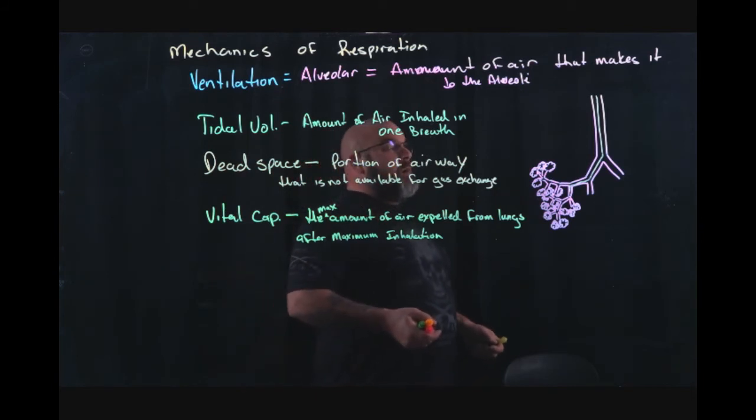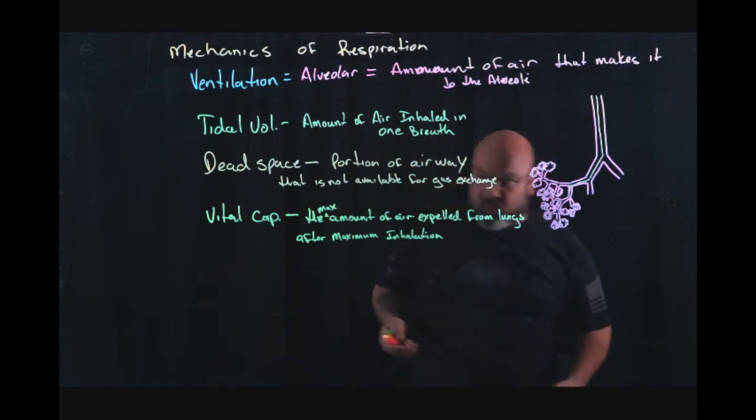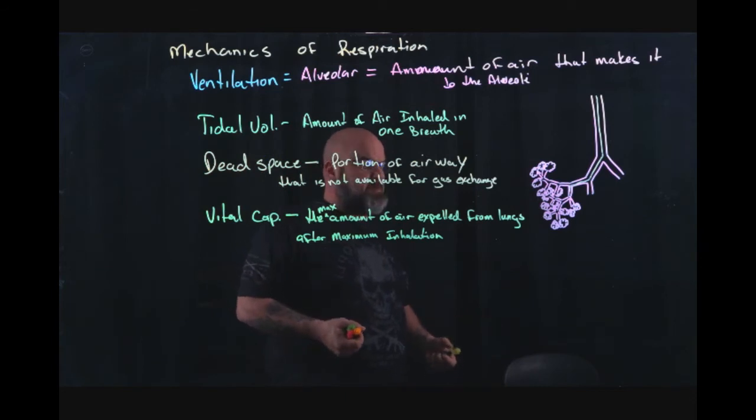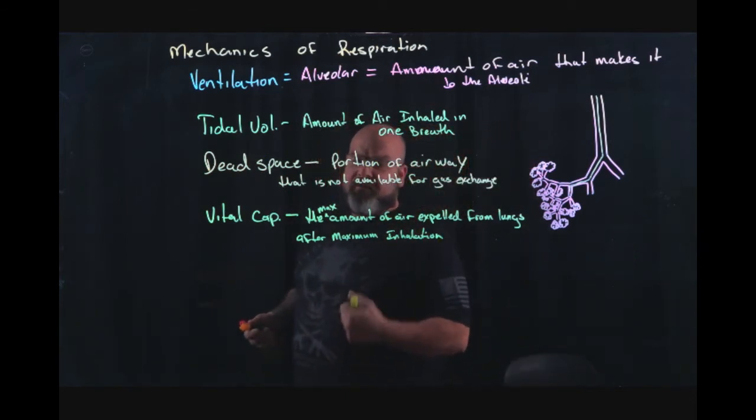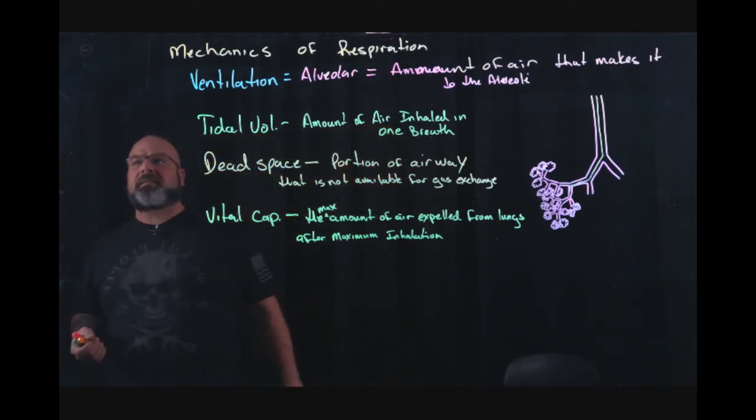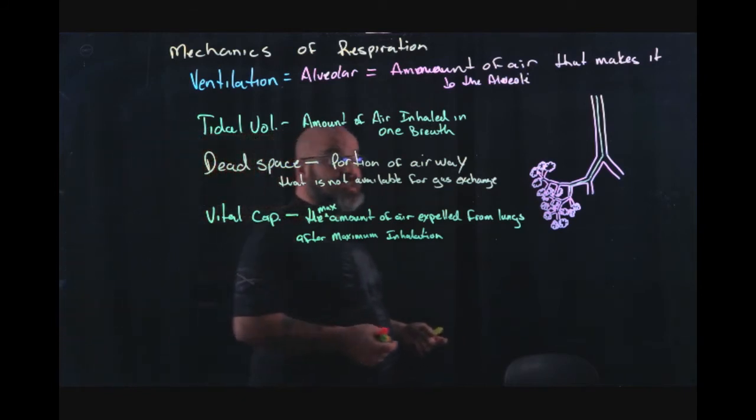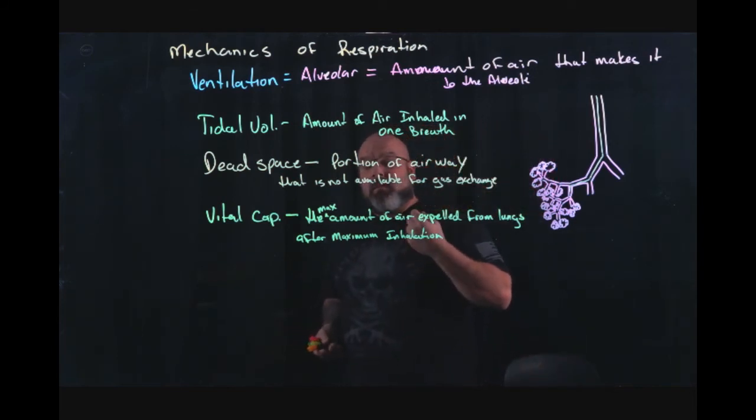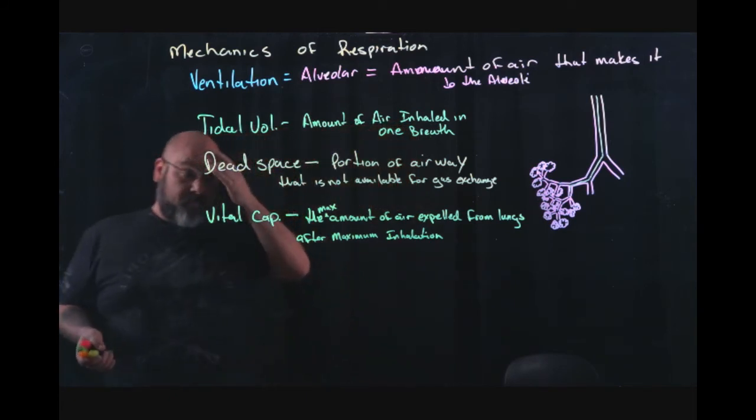So as hard as you can push it down, as much as you can expel. Take the biggest, deepest breath you can and exhale as hard, fast, and as deep as you can. That is your vital capacity. That is the maximum amount of air you can hold within the chest cavity, within the lung tissue, in the alveoli, and the maximum amount of air that you can exhale from your lungs.